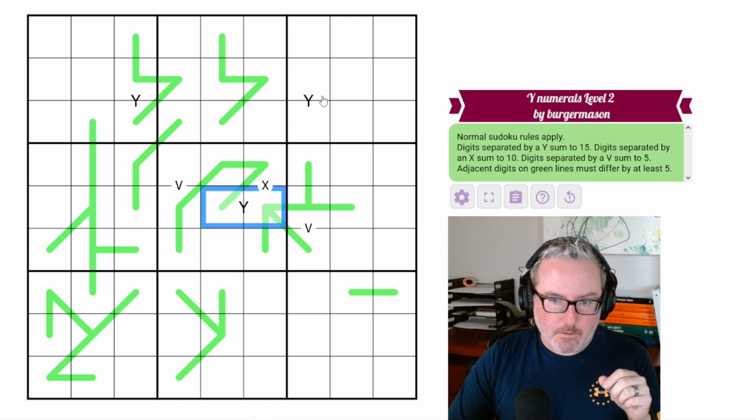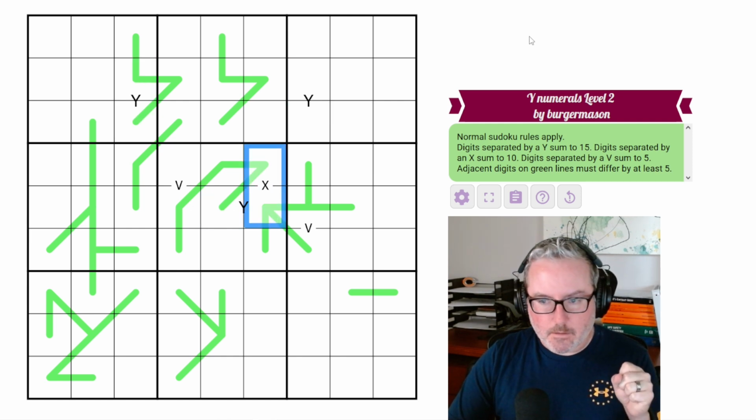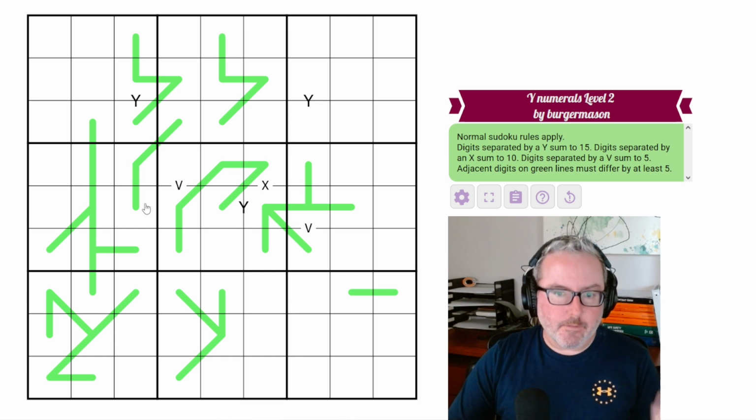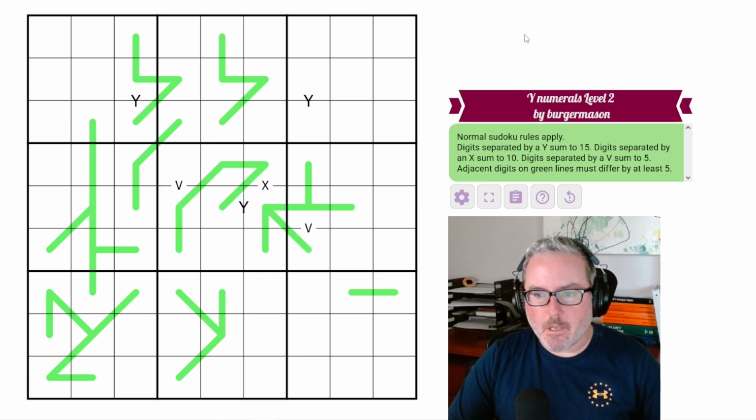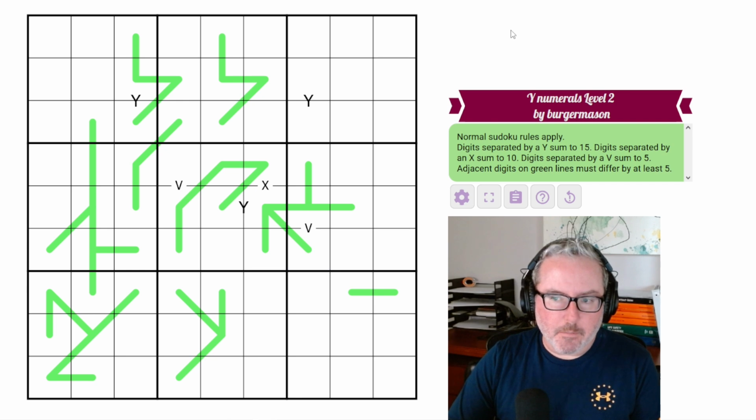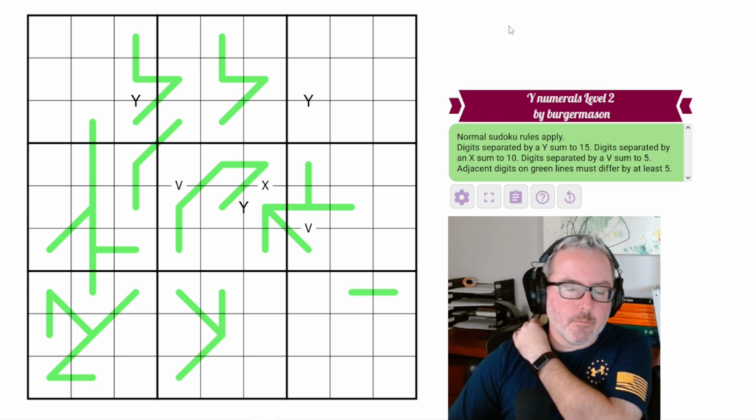So we've got a bunch of these, these are the Y's, obviously I didn't point this out. This is an X, and then digits separated by a V sum to 5. So there's a couple of V's. And then we have adjacent digits on green lines must differ by at least 5. That's our standard German whispers.